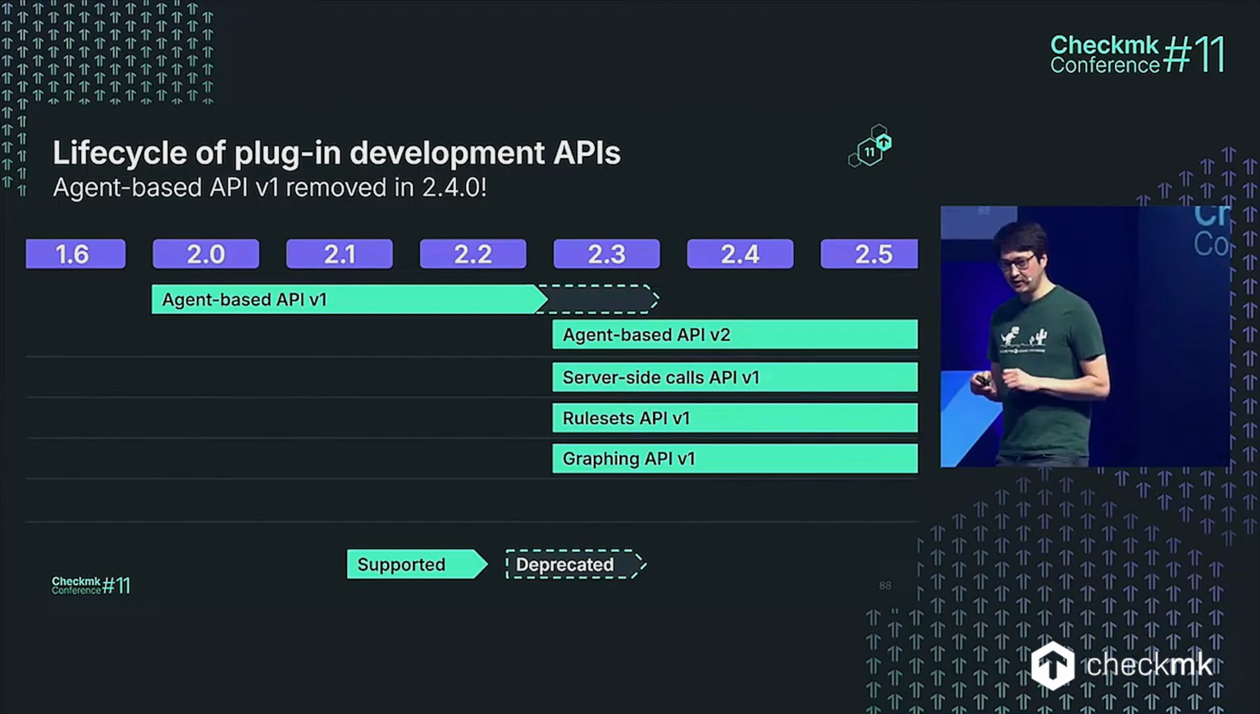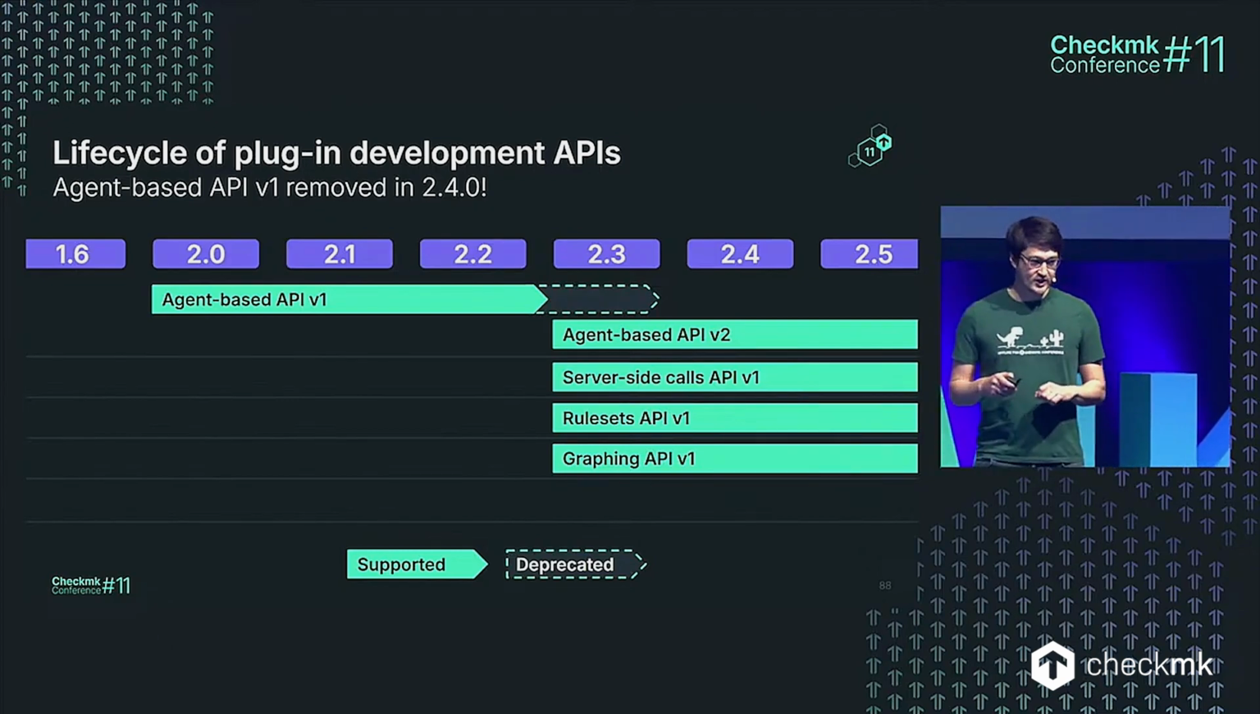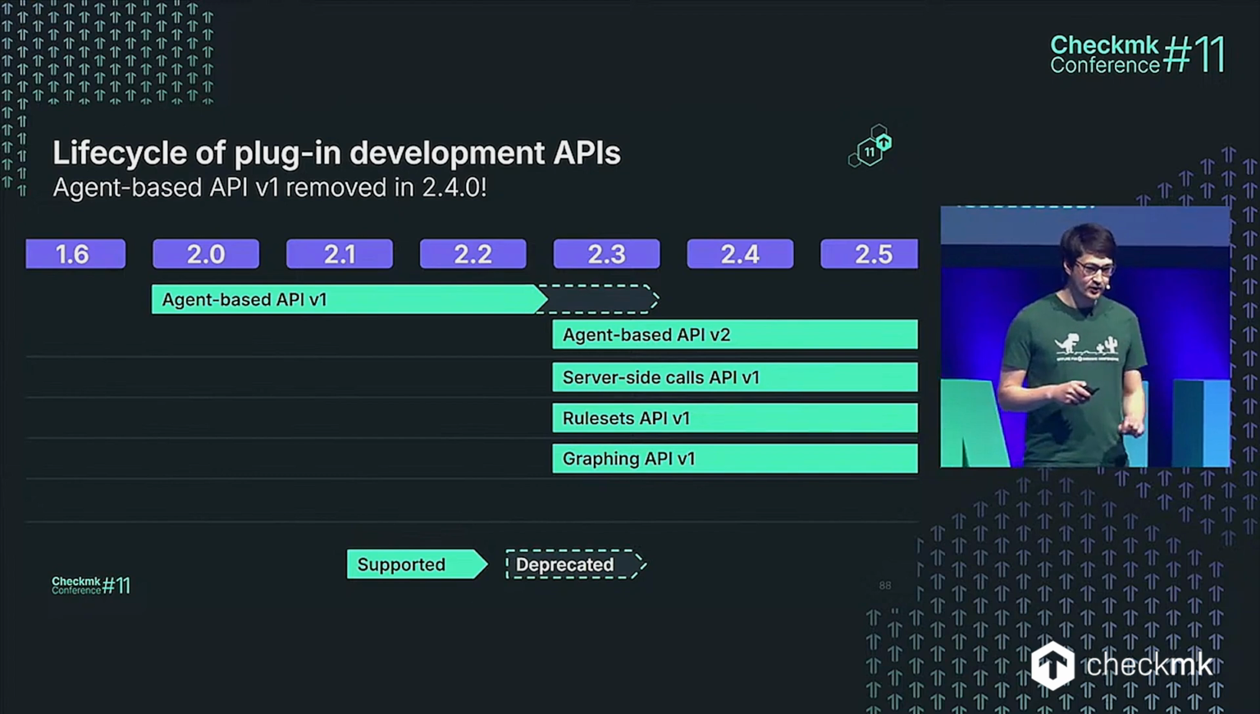But it also means that you need to do something before you go to Checkmk 2.4. Before you go to Checkmk 2.4, you need to migrate anything custom you have over to these APIs. Because if you don't do that, you will have a really bad time. If you do it, you'll have a good time.